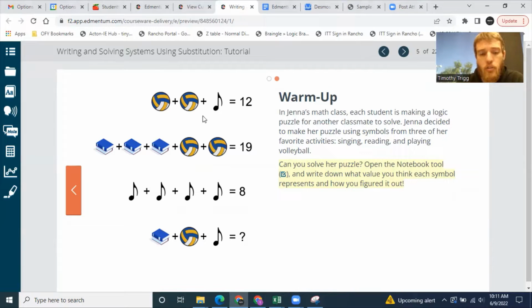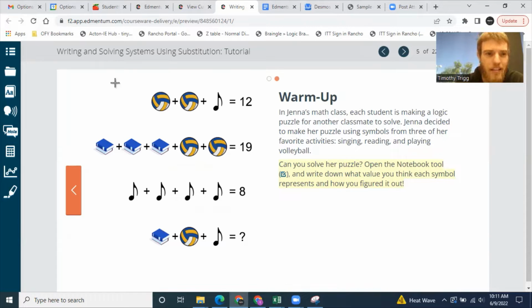Let's go ahead and go to this warm up here. And I want you to take a moment, see if you can solve this puzzle. So this is kind of like a silly puzzle here, but you have 2 volleyballs plus an 8th note equals 12. 3 books plus 2 volleyballs equals 19. 4 8th notes equals 8. And so what's a book plus a volleyball plus an 8th note?